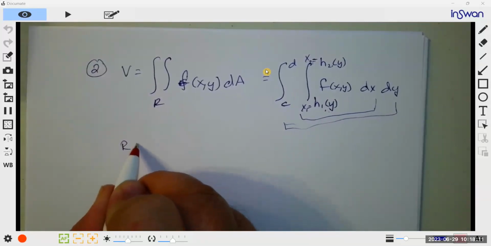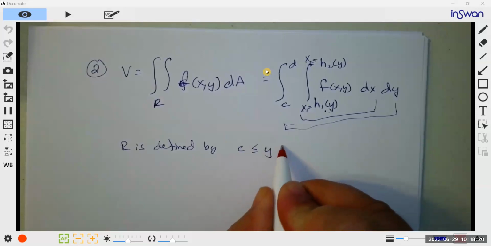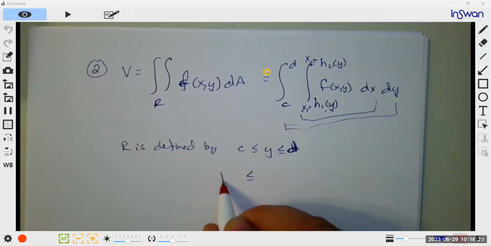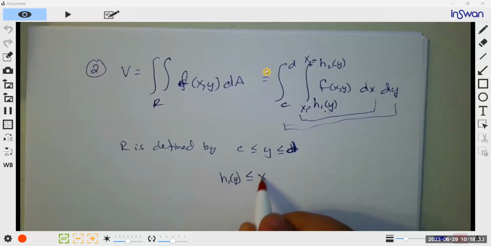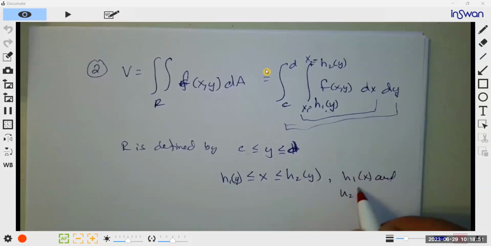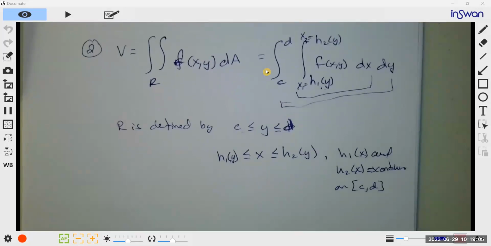And our region R is defined by the bounds: our y value has to be between c and d, and our x's have to be between h1 of y and h2 of y. Because they're functions of y within that bounds, h1 and h2 are continuous on the closed interval. Why the closed interval? Because that's exactly where the inputs remain.